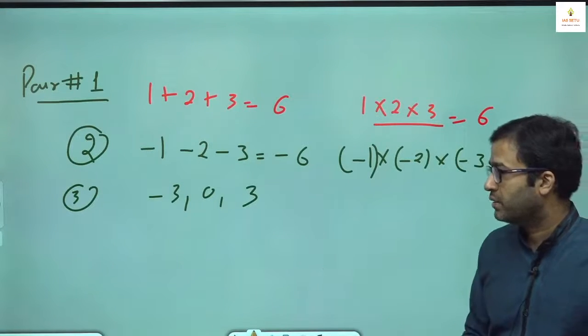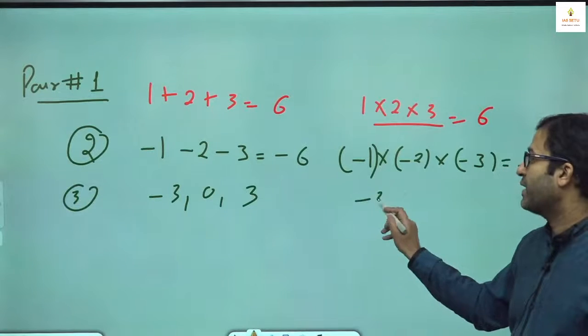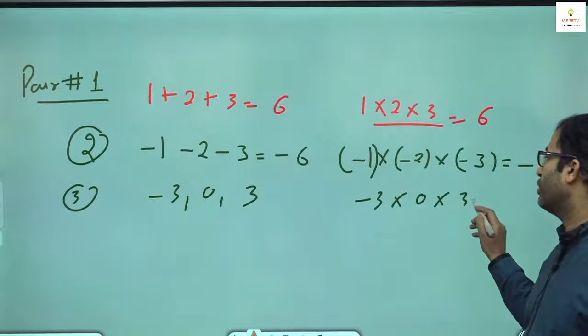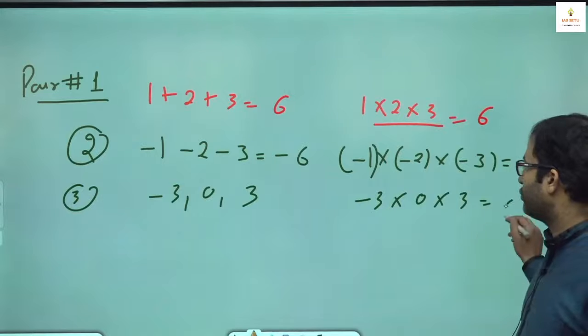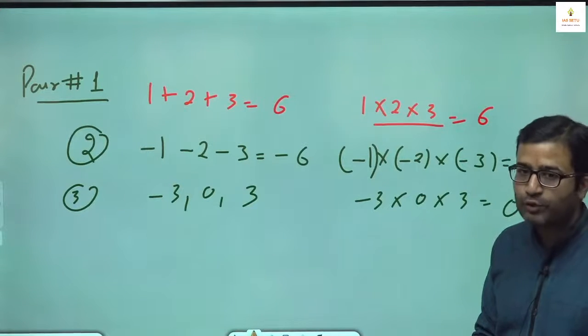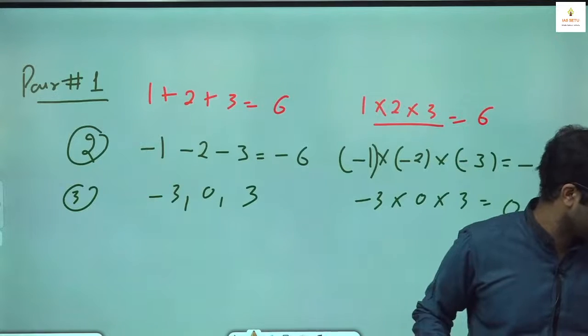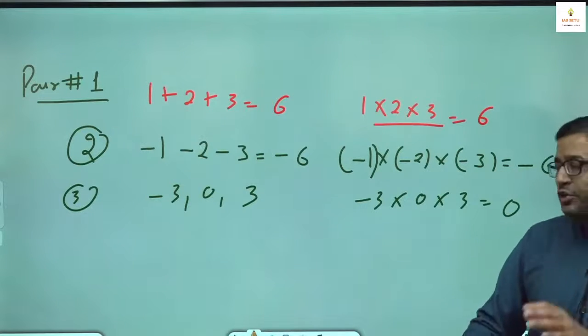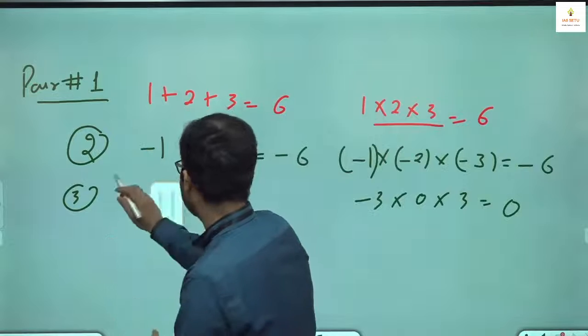What came in this? 0. -3 into 0 into 3. 0. Okay, let me tell you, there is one more catch in the question: consecutive. Otherwise there will be infinite answers.